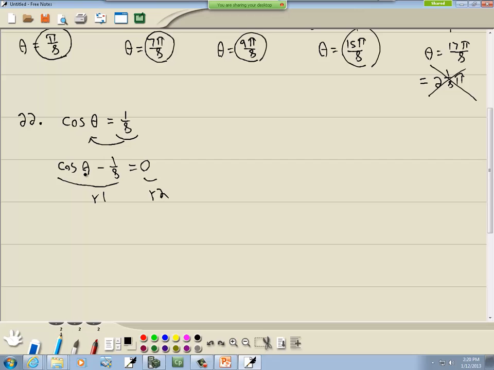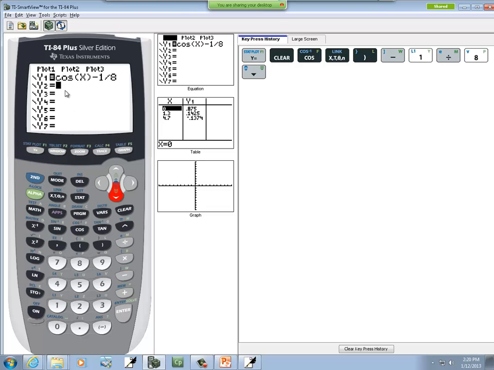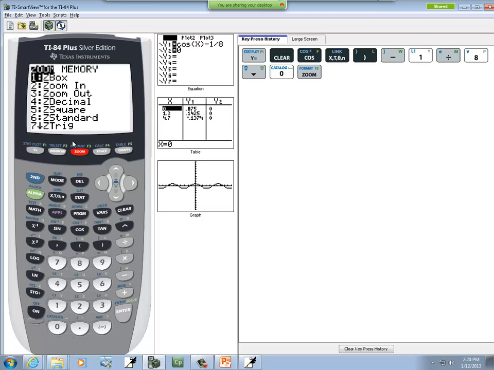Now we don't have to put theta, we can put x. So if I press cosine and I'll press this key, it'll put our variable, closing parentheses, minus 1 divided by 8. Now down arrow to y2, and I'll put a 0 here. Now to begin with, I want to set myself up such that it's easiest to work with. So I press zoom, and I want to choose ZTrig, number 7. I can either down arrow to it and press enter on it, or just press the number 7, the number in front of it.